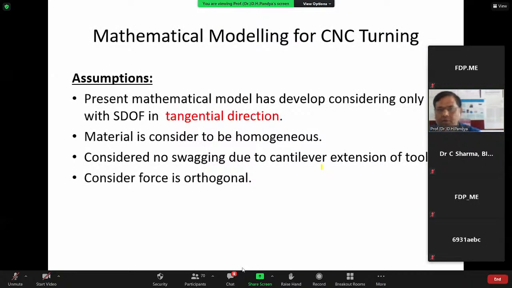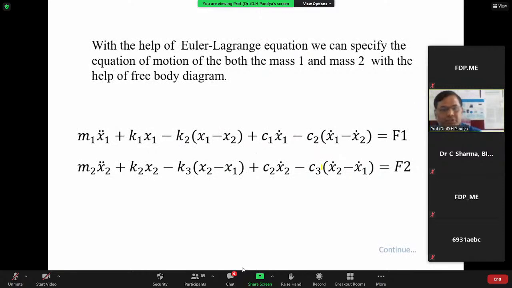The present mathematical model has been developed considering only the tangential direction movement of the model. The material is considered homogeneous, and spiking due to the cantilever extension of the tool is not considered. All the force system in this simulation is considered an orthogonal force system of the turning operation. These are the basic assumptions put into the picture while creating the mathematical model. Then a conventional Euler-Lagrange equation has been derived, and the standard vibration problem's equation of motion has been derived.